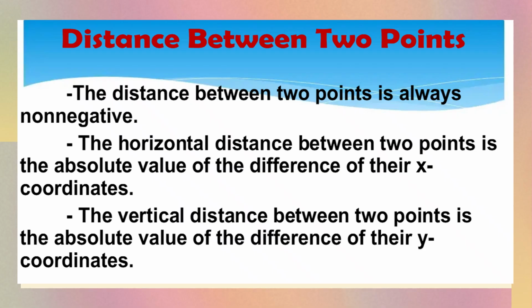So as you can see here, the distance between 2 points is always non-negative. The horizontal distance between 2 points is the absolute value of the difference of their x coordinates. The vertical distance between 2 points is the absolute value of the difference of their y coordinates.